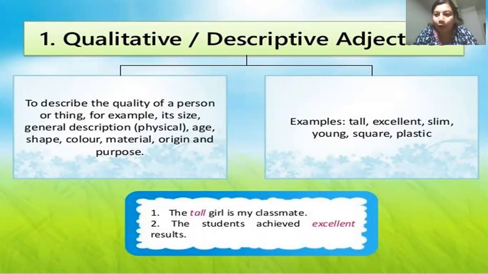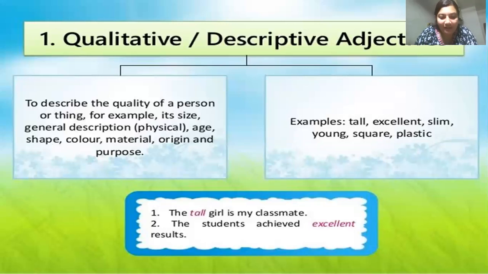अब वो quality कोई भी हो सकती है, या तो अच्छी भी हो सकती है या तो बुरी भी हो सकती है. It could be even a good quality or even a bad. And it can also give us information not only regarding the good or the bad qualities, but also its physical structure, shape, size, color, etc. And it always answers the question, what kind? Here are some examples like tall, excellent, slim, young, square, plastic, etc.